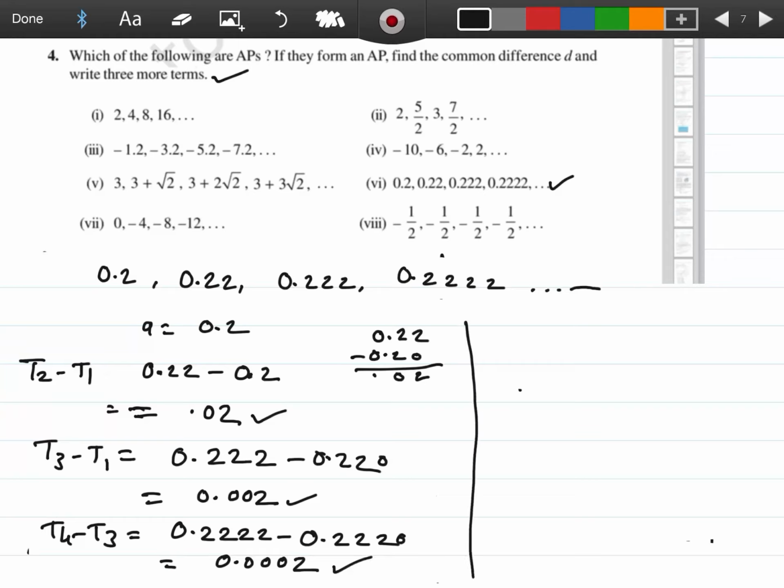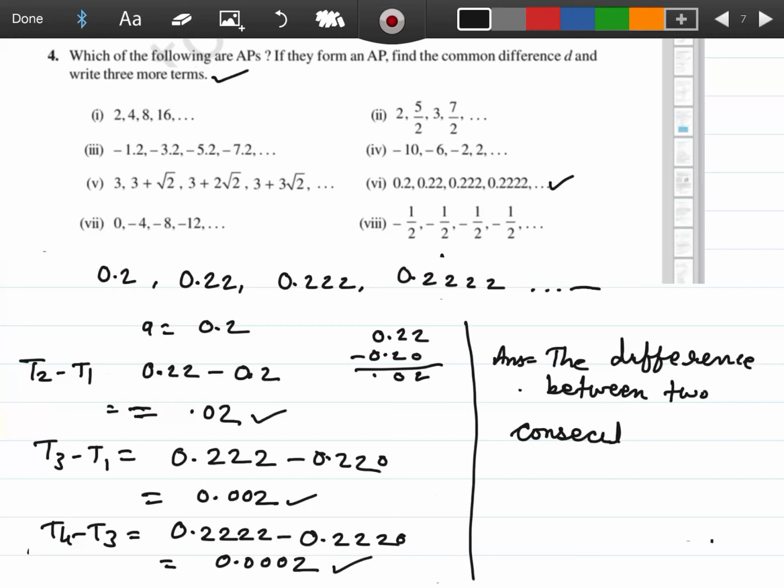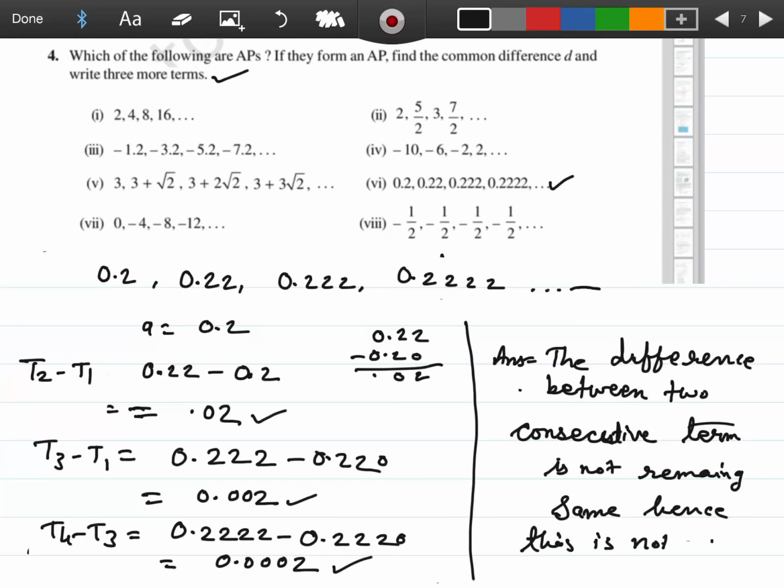The difference between two consecutive terms is not remaining the same, hence this is not an AP. So this will not be an example of an AP.